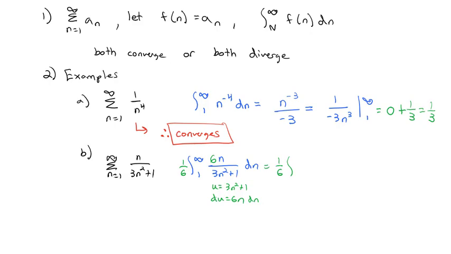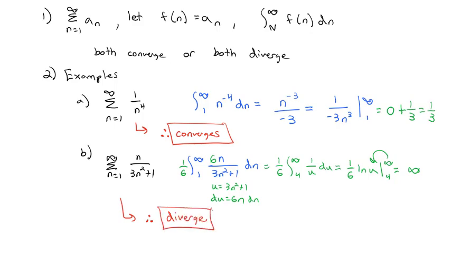And let's go ahead and plug the limits in. 3 times 1 squared plus 1 is 4, to infinity of 1 over u du, which is equal to 1 sixth natural log of u, integrated from 4 to infinity. But when we plug infinity into the natural log, it always gets bigger and bigger. We end up with infinity. So the integral diverges to infinity. And because both the integral and the series do the same thing, if the integral diverges, then the sum will also diverge.